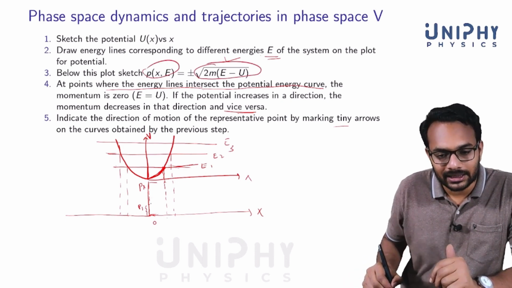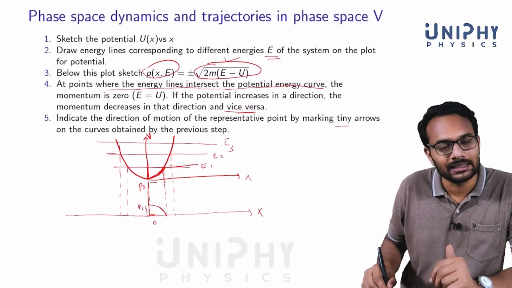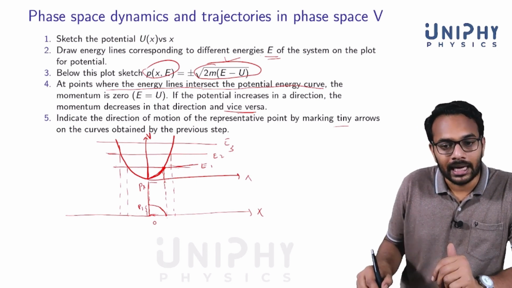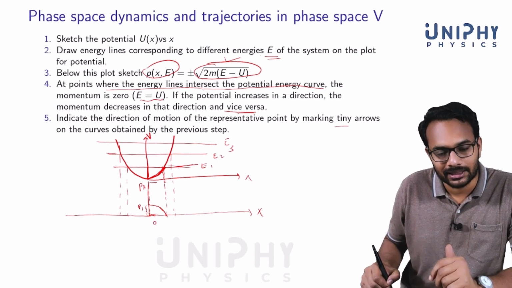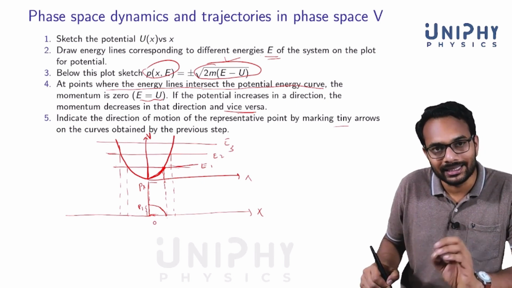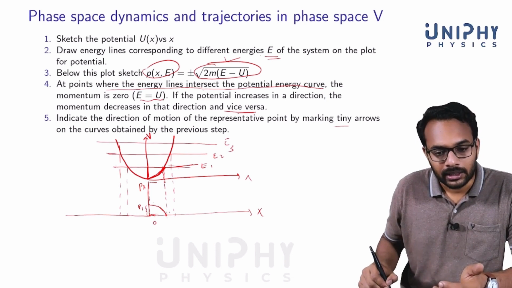So if you start here and go towards the positive x direction, the momentum has to decrease because the potential energy is increasing. And at the point where E equals U, at the point in x where E intersects U, the momentum is 0.